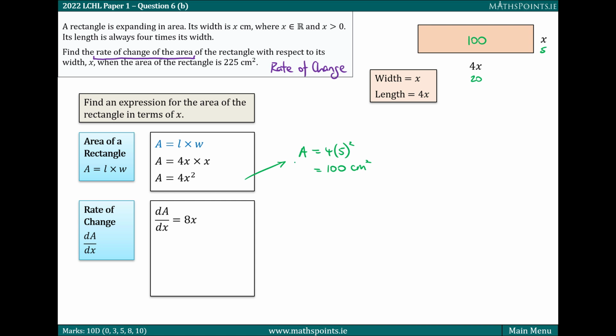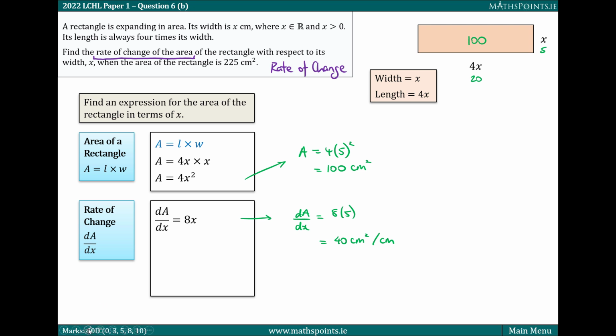So that formula finds the area. What does this other formula find? Well, this formula finds the rate of change of the area. So if we find dA/dx at that moment in time, when x, the width, is 5, we'll have 8 times 5, which is 40 centimeters squared. Now, what do I mean by 40 centimeters squared? Well, at that exact moment in time when x is 5, the area is 100, but it's changing by 40 centimeters squared per centimeter change in the width. So that's what we find when we find the rate of change.